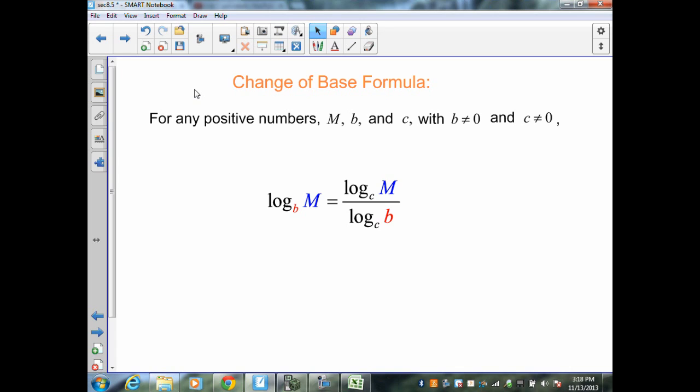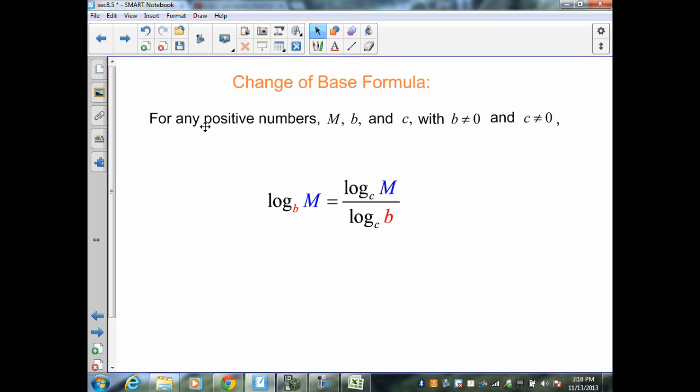Section 8.5 continued. In this part of the section, we'll discuss how to solve logarithmic equations. To help us do that, we need the change of base formula. The change of base formula helps us determine the value of logs with any given base.